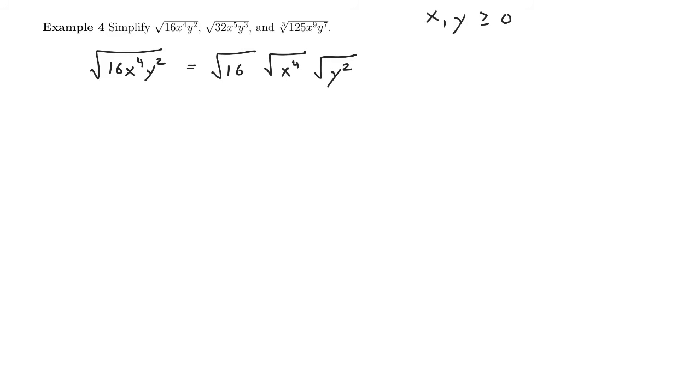I'll just break it apart into each piece. 16 x to the fourth and y squared. So the square root of 16, that's easy, it's 4. And now I'm left with these other two pieces.